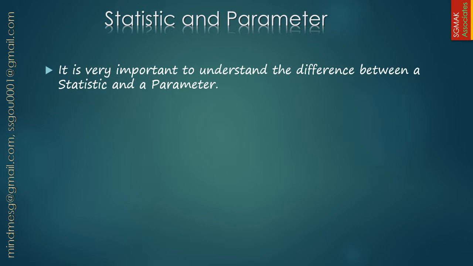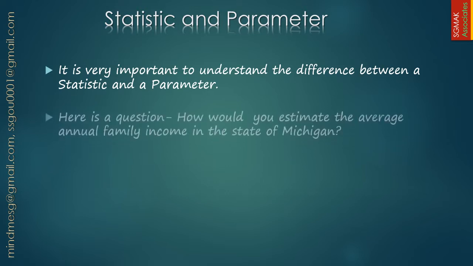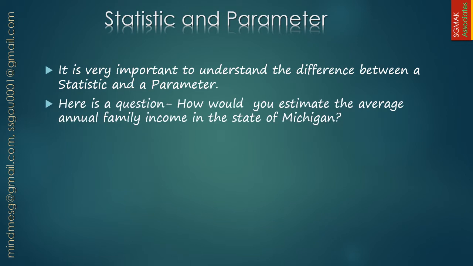It is very important to understand the difference between a statistic and a parameter. It is one of the very important concepts in statistical analysis of data. And let me explain. There is a question: how would you estimate the average annual family income in the state of Michigan? That is the task given to you. How would you go about it?